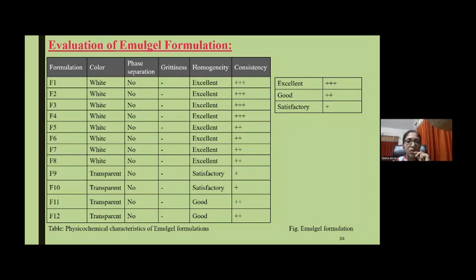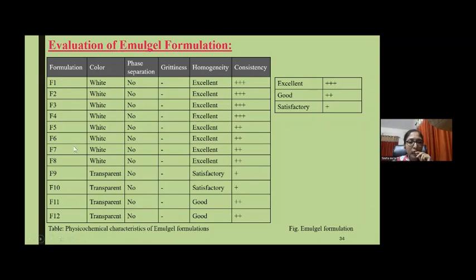And in all these ingredients, the combination of the gelling agents is being changed every time. The gelling agent is differing. Firstly we use HPMC, then xanthan gum is used as a second gelling agent, and carbomer is used as a third gelling agent. So the effect of these gelling agents and penetration enhancers is checked on the preparation of Emulgel.